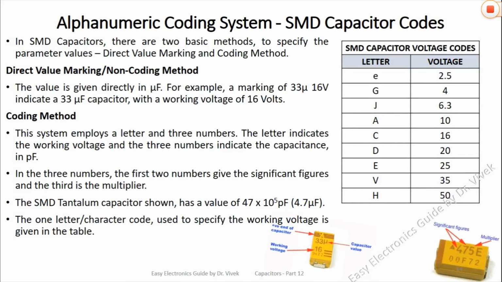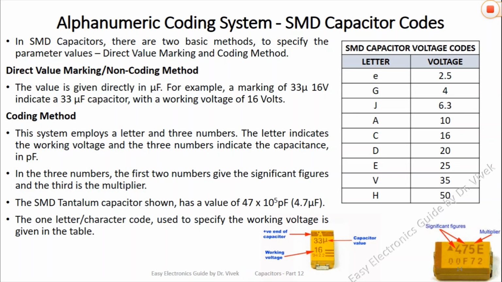In SMT capacitors, there are two basic methods to specify the parameter values: direct value marking and coding method. In direct value marking, the value is given directly in microfarad. The coding method employs a letter and three numbers. The letter indicates the working voltage and the three numbers indicate the capacitance in picofarad. In the three numbers, the first two give the significant figures and the third is the multiplier.